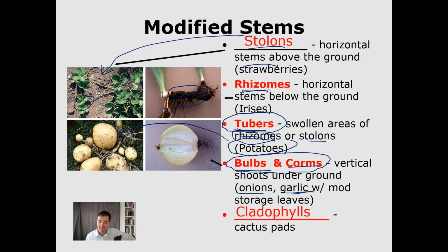And then we have cactus pads, and cactus pads are called cladophylls. When you look at a cactus, the little spines on it are actually leaves that have been modified. And the cactus pad, which people eat, and I've actually had it, tastes like jicama to me. It's pretty good, actually. Anyway, the cactus pad is a modified kind of photosynthetic stem.